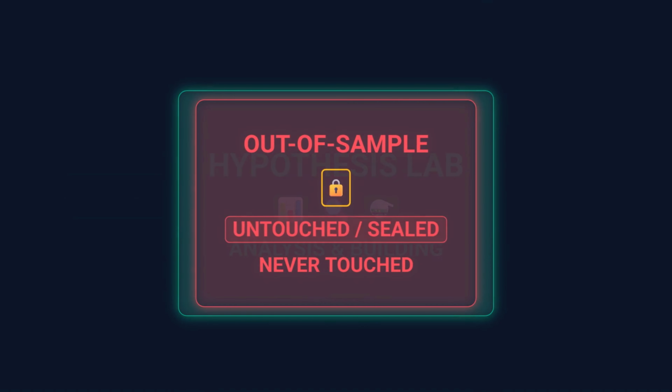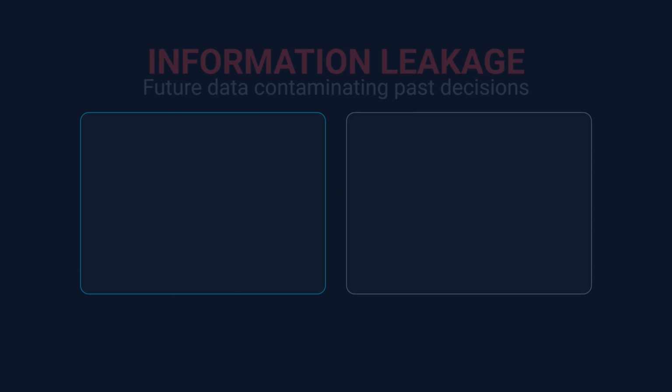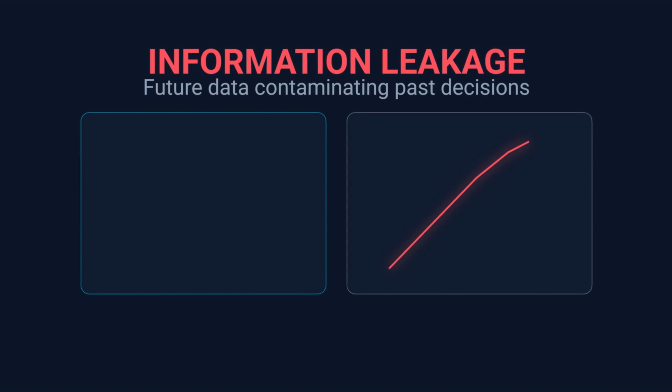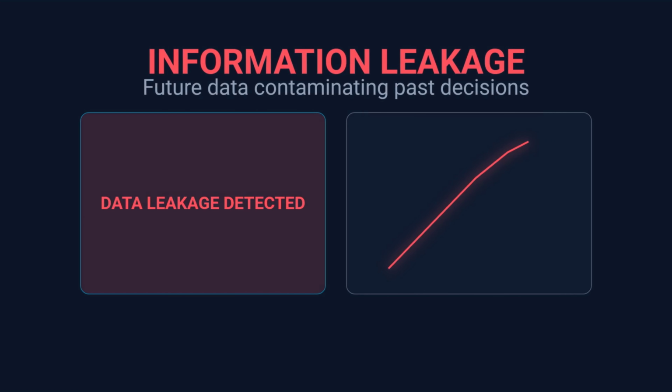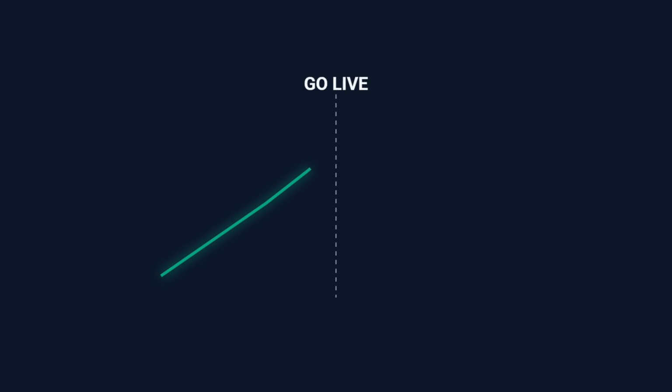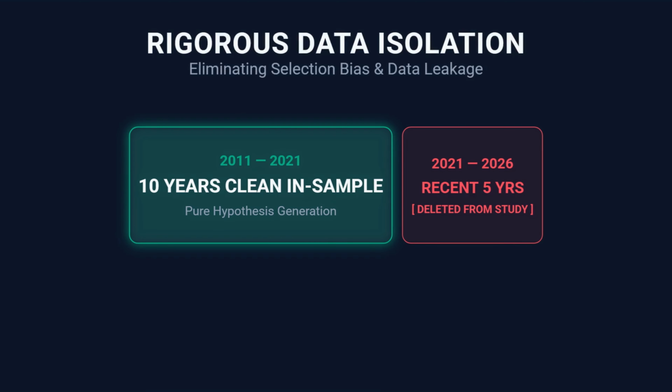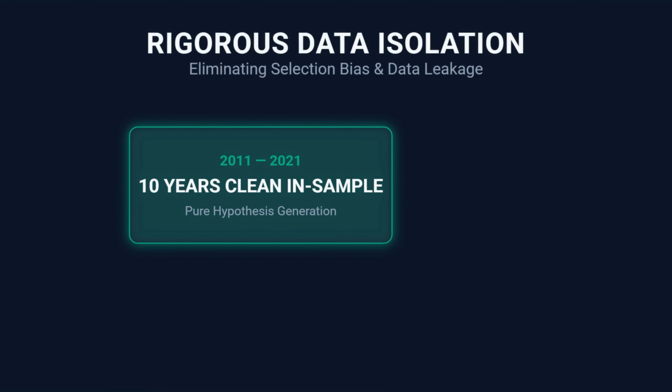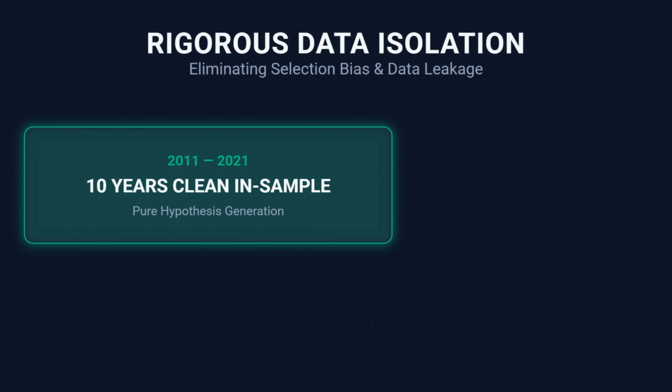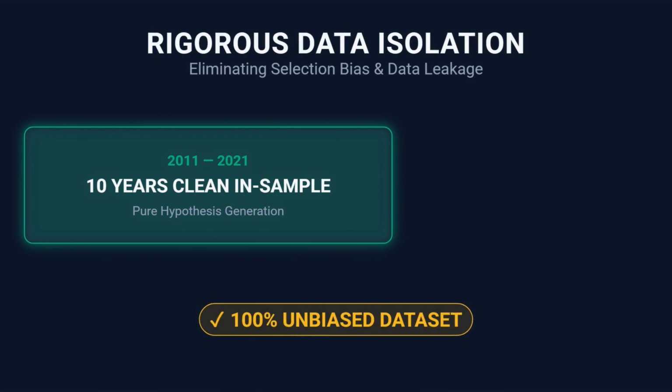The reason for this is simple. If I allow future information to influence my decisions, even indirectly, I introduce information leakage. That is exactly how many backtests end up looking incredible on historical data while failing completely in live trading. For this analysis, I remove the most recent 5 years entirely. Those years simply do not exist for my market selection process. I only analyze the 10 years before that. By doing this, I reduce data leakage and selection bias, making the results far more honest and far more reliable.